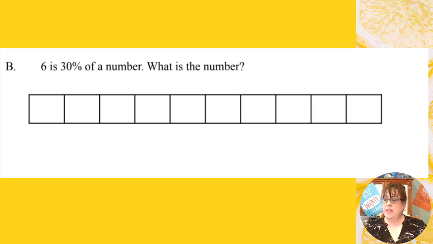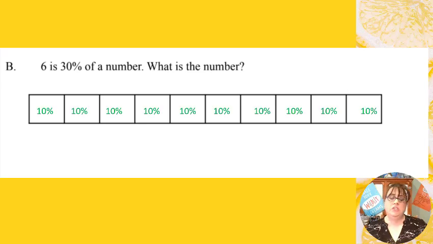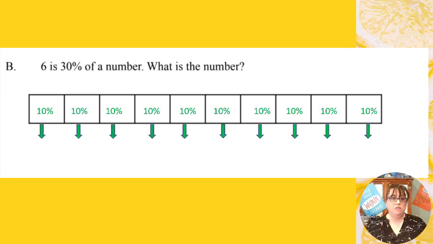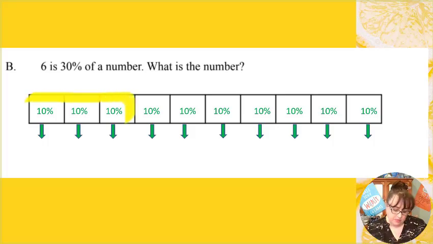So I start off with that same idea of knowing that these are each 10%, and I do know something about them. Well, what do I know about each of these? Well, I know that when I get to 30%, I have 6 of them. So 30% would be these 3 right here, and those give me a grand total of 6. So all of them together equals 6.